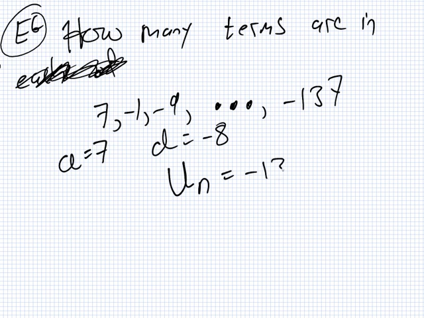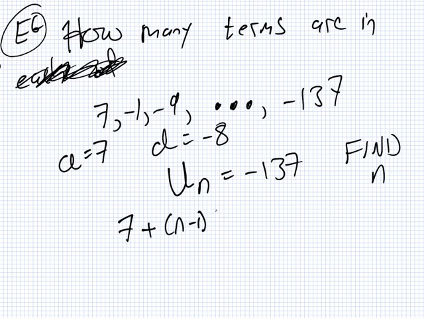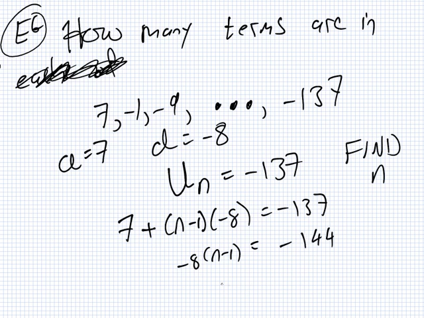Un equals minus 137, and you're trying to find N, because you want to know how many terms you have. So we can say A plus (N minus 1)D equals minus 137. So that means minus 8 times (N minus 1) equals minus 144. So that means N minus 1 equals 18. So N is 19. So there are 19 terms in this sequence.